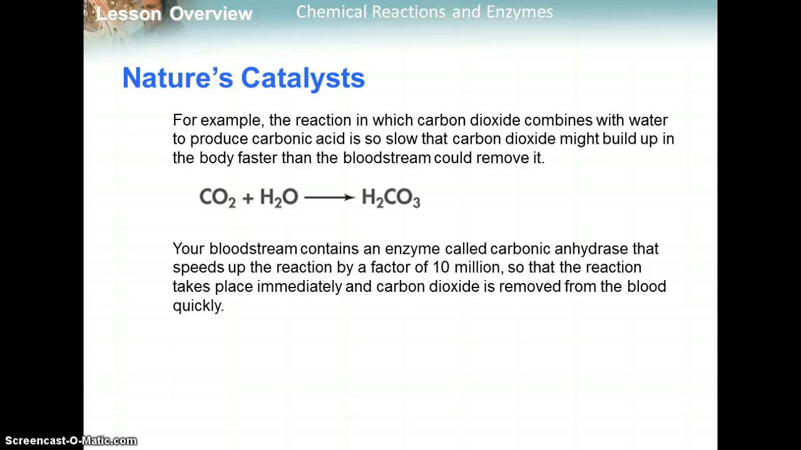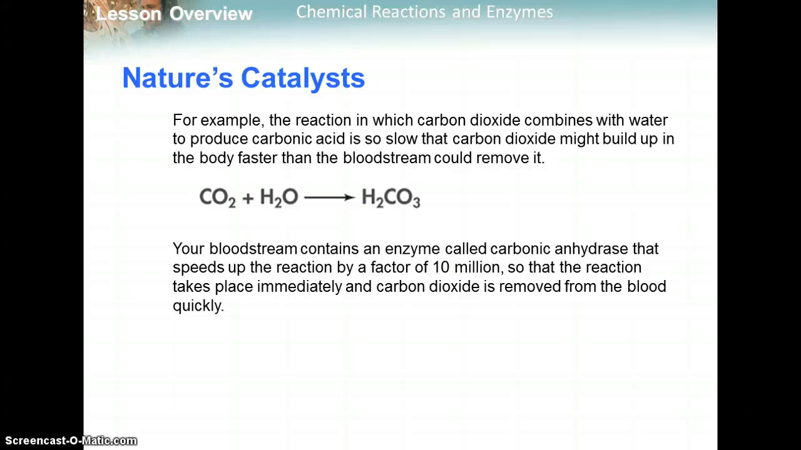the reaction in which carbon dioxide combines with water to produce carbonic acid is really slow. It's so slow that carbon dioxide might build up in the body faster than the bloodstream could actually remove it. So your body uses an enzyme called carbonic anhydrase to speed up this reaction by a factor of 10 million, so that the reaction takes place pretty much immediately, and carbon dioxide is removed from the blood as soon as it's present.